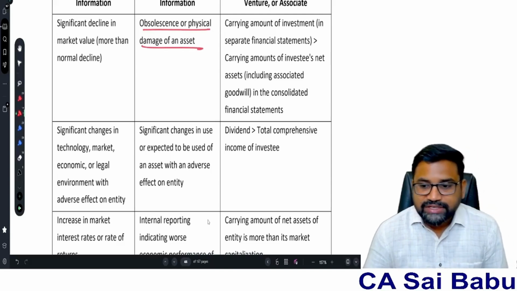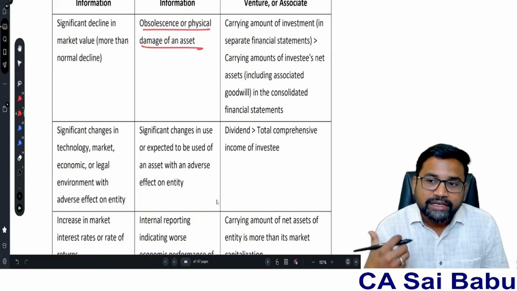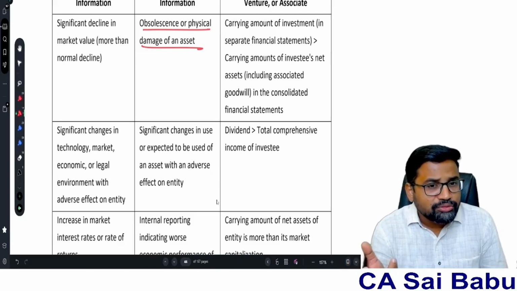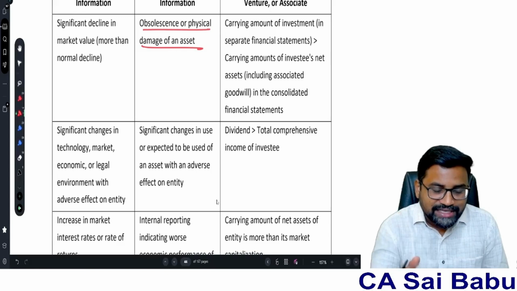Obsolescence or physical damage of an asset. Suppose an asset is damaged, subject to an accident. Suppose there is a fire and our plant and machinery got destroyed, or partially destroyed. Now, that could definitely be one of the indicators, internal information. This asset is subject to damage, subject to an accident.